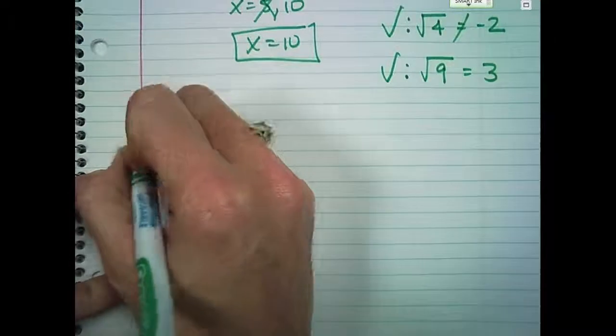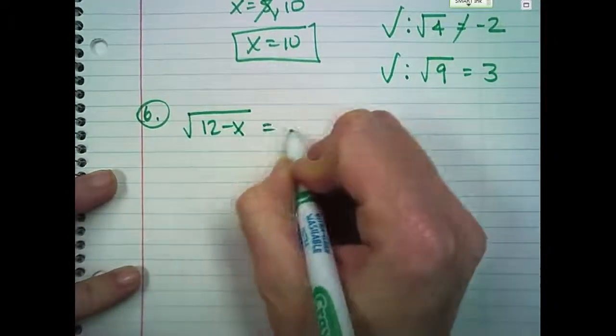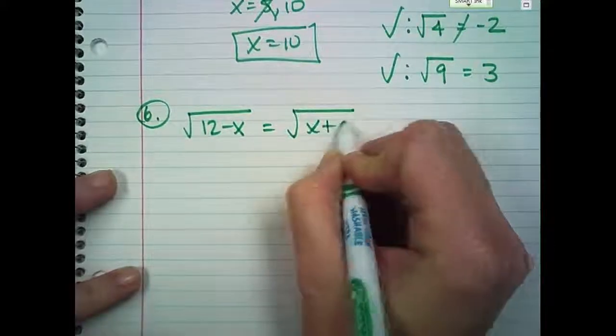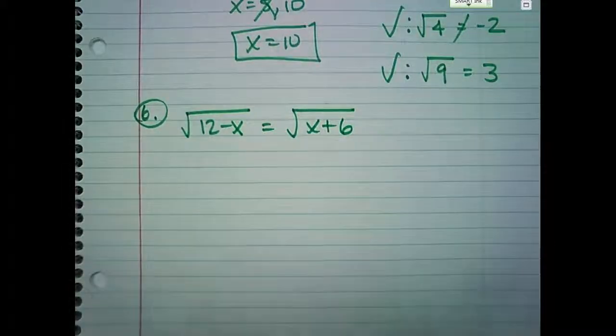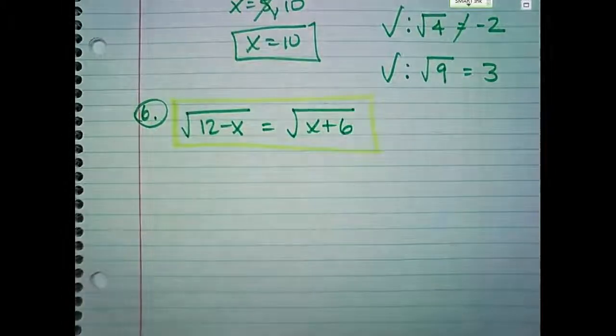Okay, the next one, number 6. The square root of 12 minus x equals the square root of x plus 6. What's different about this problem than the others? Right, there's a radical on the left and a radical on the right.